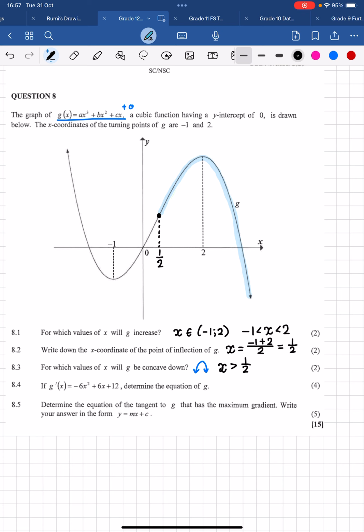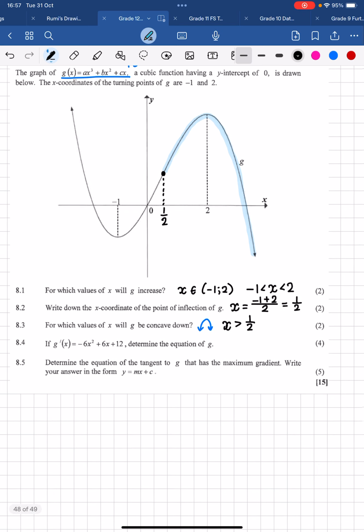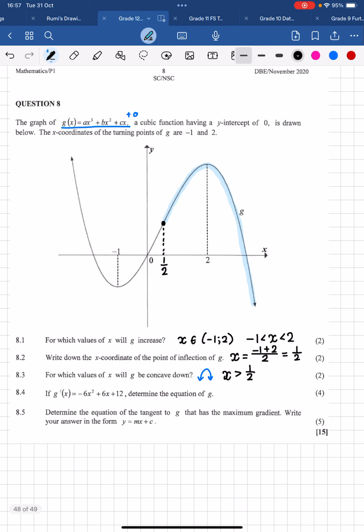All right. Next one, 8.4. This is now where we have a bit of a problem solving question. So they're saying if the derivative of g, right? Why is it a half and not 2? So 2 is the turning point, right? And they are asking for concave down. Concave down, yes, it is on the right of 2, but it's also this part as well. All right, so for concave up and concave down, you always look for your point of inflection and then it's on one side of it. All right, so it will always be either on the left of a half or on the right of a half.